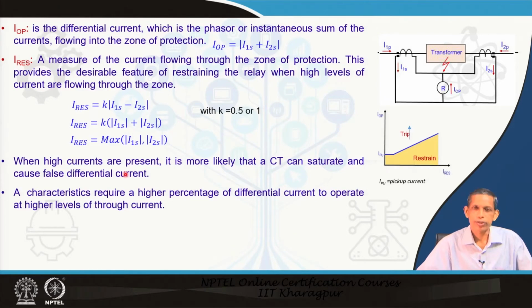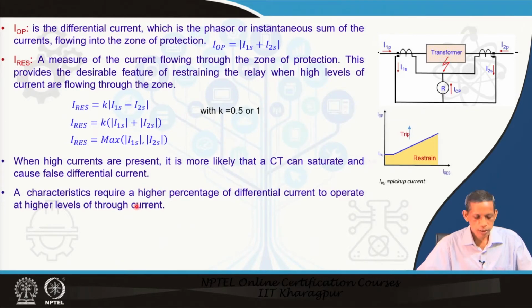When high currents are present, it is more likely that the CT may also saturate, and then a false differential current may flow, which we have already mentioned. This may lead to unwanted maloperation of the relay. So, when the current happens to be large, the mechanism has to take care of that perspective. That is what we say here.